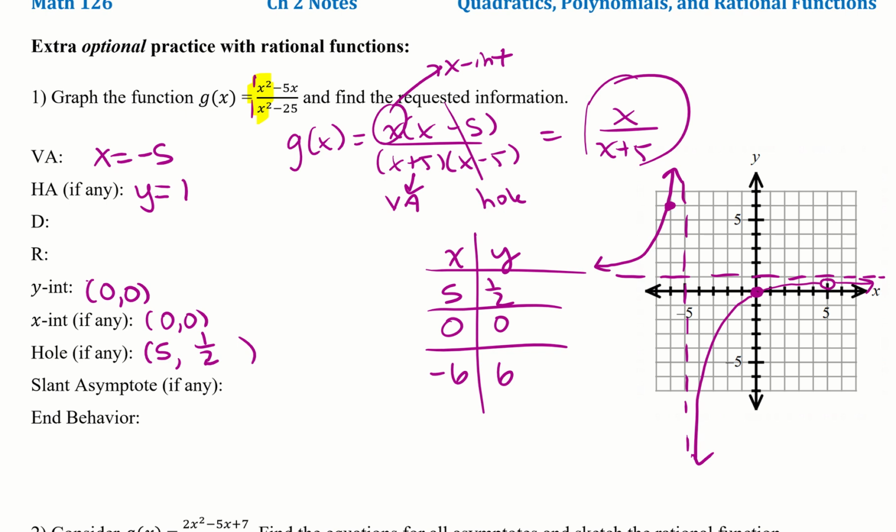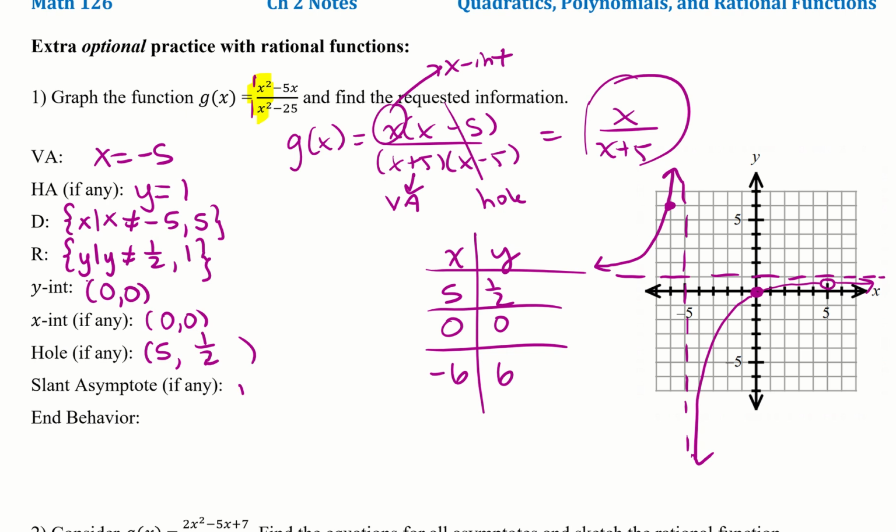Remember, I'm just sketching. Okay, so my domain. My domain will be all values of x except for the x values from the hole and the vertical asymptote. I'll put them in order from least to greatest. The range will be all y values except the y values from the hole in the graph, 1/2, and the horizontal asymptote. Just ordering those.